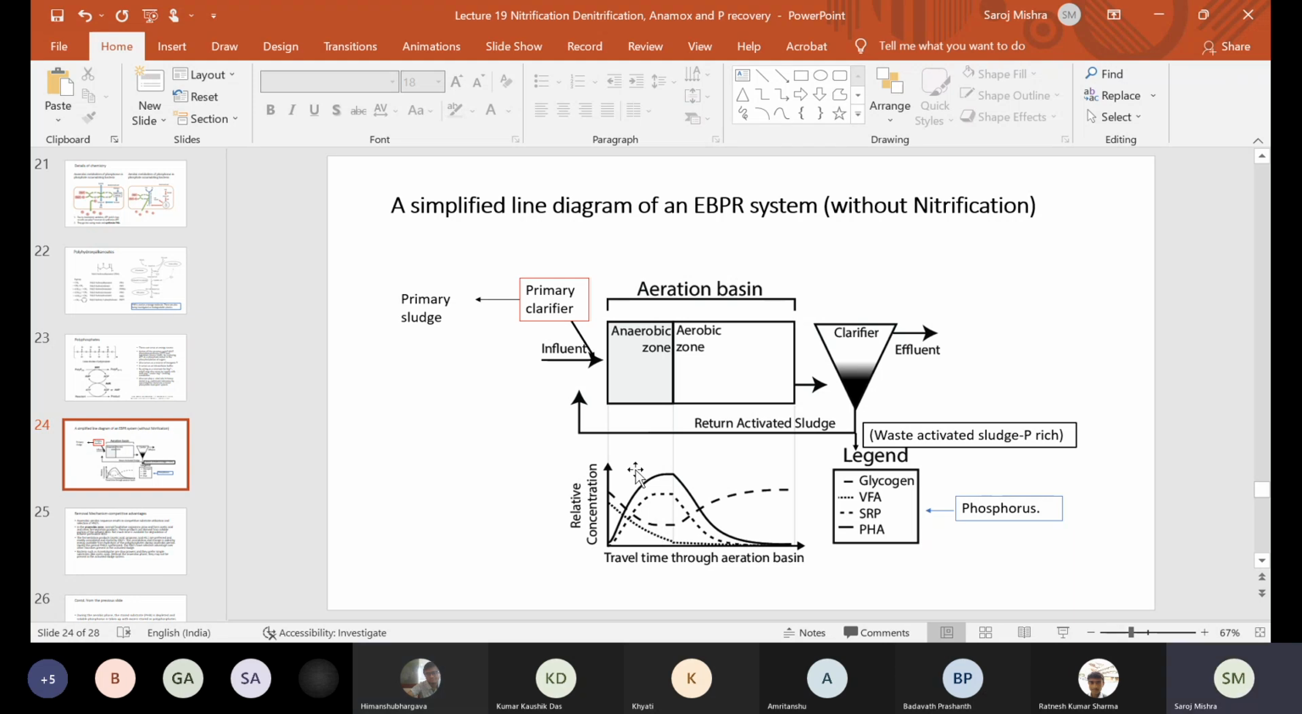All right, and now let's see what happens in the aerobic zone. After a certain residence time in the anaerobic zone, this is what happens to these four parameters. Under aerobic conditions, polyhydroxyalkanoates are going to be completely consumed, glycogen is going to be building up, and volatile fatty acids have already gone down, so nothing happens to them.